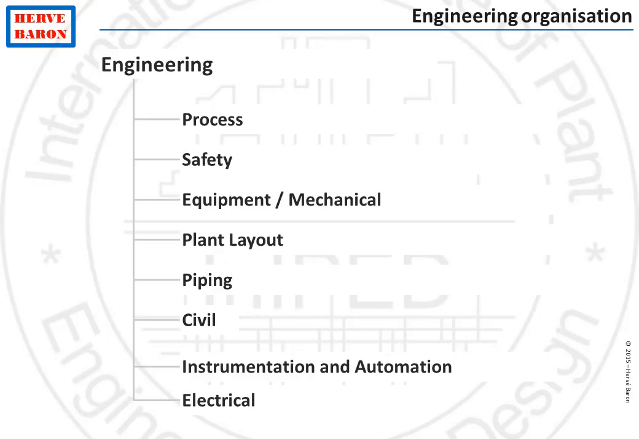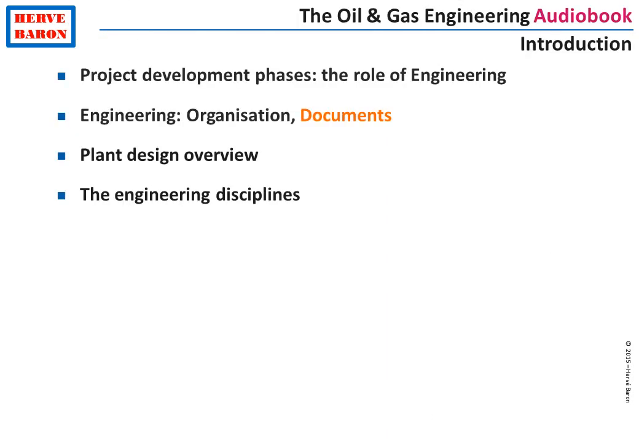Now that we have seen how engineering is organized, let's have a look at the deliverables, at the production of engineering. Well, engineering production is paperwork, drawings, and specifications, because the role of engineering is twofold. First of all, it is to produce all the bill of quantities and the specifications required to purchase all the plant equipment and materials. And the second role of engineering is to issue all drawings necessary for the erection of the plant.